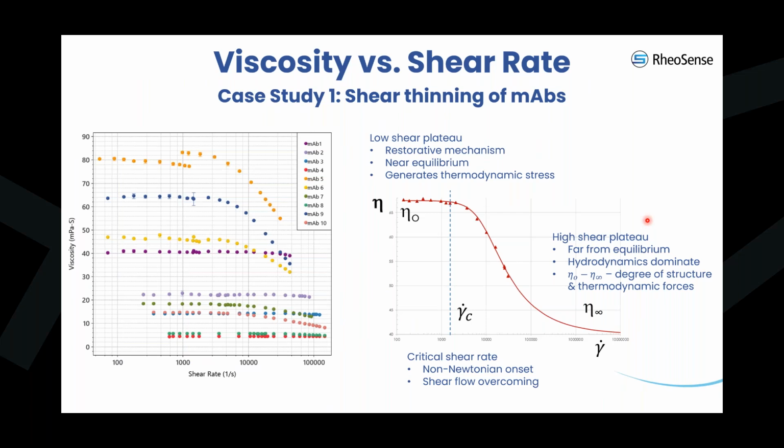So on the left, you see viscosity versus shear rate curves for 10 different mAB solutions. What is clear is that most of them show shear thinning behavior, meaning viscosity drops as shear rate increases. One interesting question here is why proteins shear thin? The right graph shows a typical shear thinning behavior. The viscosity starts out flat at low shear rates, forming what we call a Newtonian plateau, and then decreases as shear rate increases. This is the shear thinning characteristic.